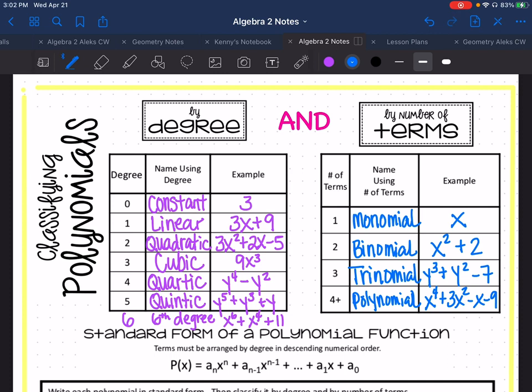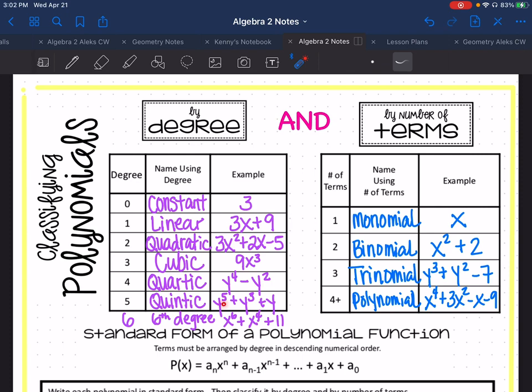All right, let's take a look at some examples of naming, but before we name them, we have to make sure that they are in standard form. To be in standard form, my terms must be arranged by degree in descending numerical order. That means the biggest one has to be first, and then we have to count down in order. So notice here, I had 5 first, then I would have to put 4, but I didn't have one, 3, then 2, but I didn't have one, 1, and then none, but I didn't have one. So it's okay to skip, but I have to put them in order.